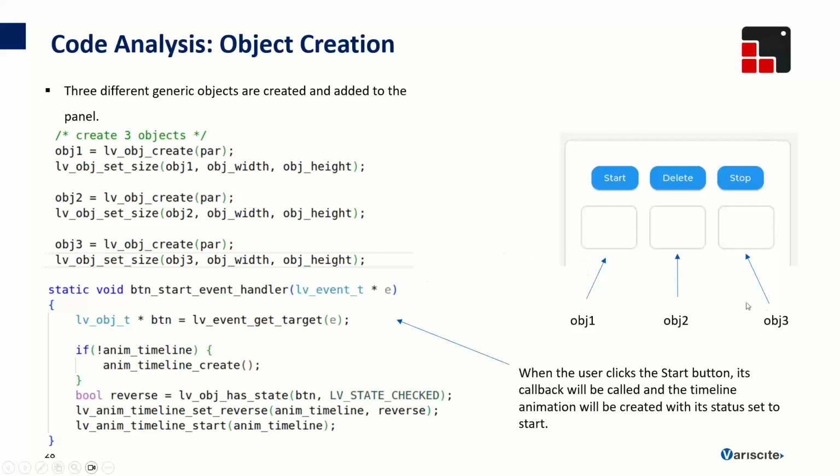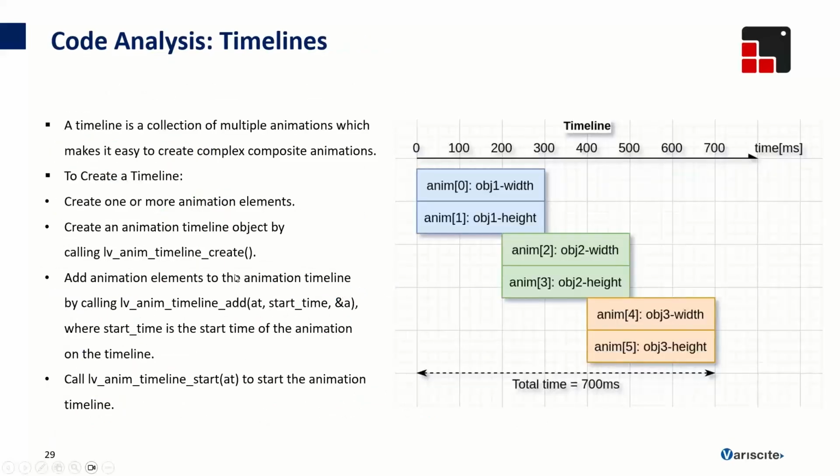Now let's talk about the three objects, 1, 2, 3. We create these objects providing a specific object width and height, but we also create the start handler that will manage the click event and will start the animation. When the user clicks the start button, the callback will be automatically called and will start the animation. So let's see what happened here.